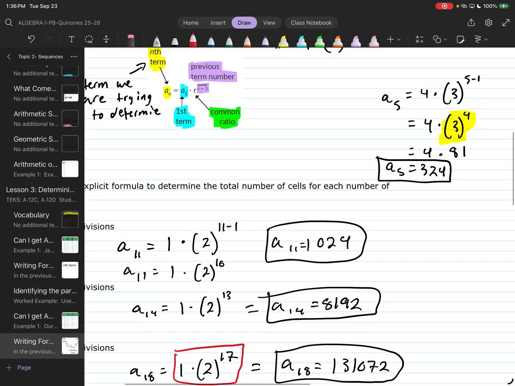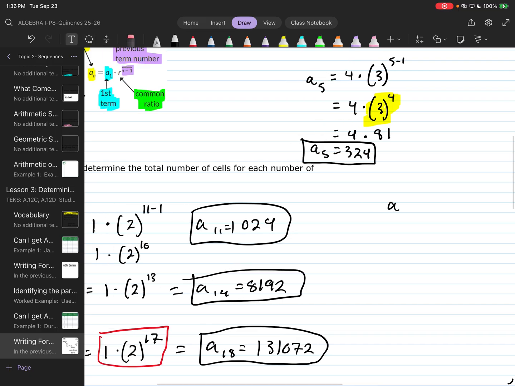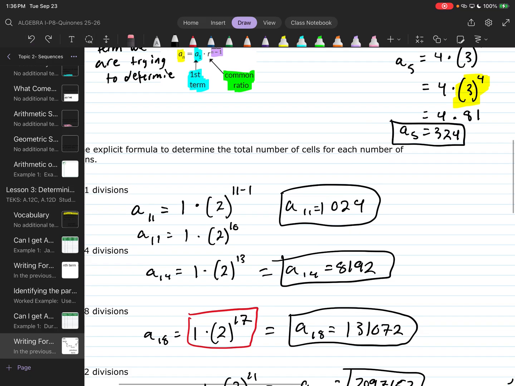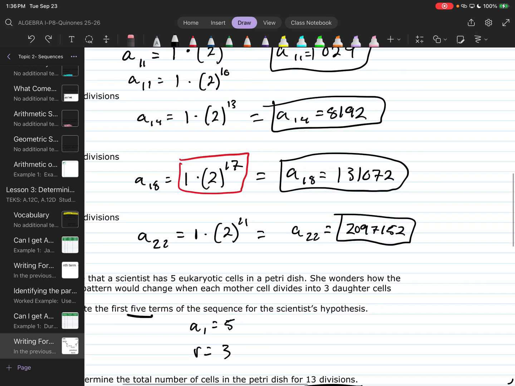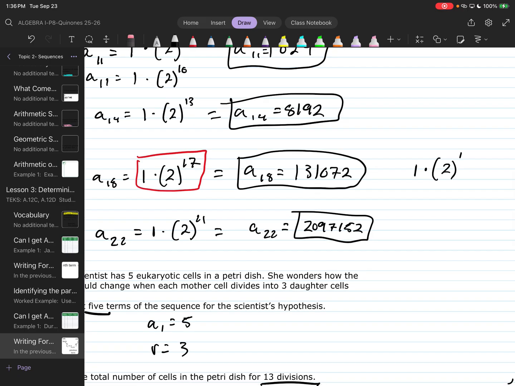Particularly, they want to see it like this, A sub n. Well, here, let's do this one. They would want 1 times r raised to the n minus 1. That's how Delta Math will want it. This is to calculate any term in the sequence, any n term in the sequence, so the nth term.